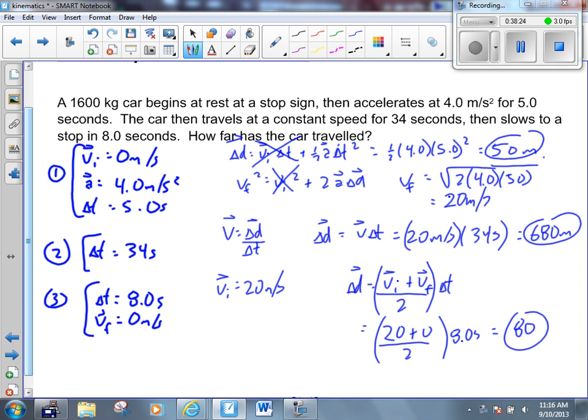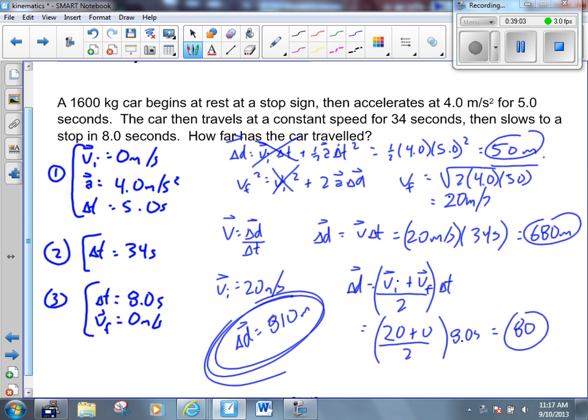Now we want to find that total displacement. What are we going to do? Add them up. 50 plus 680 is 730, 810. That makes sense to people? That's a great question because it combines everything. It's basically everything we've done this year, right, in that one question, except for position time graphs.